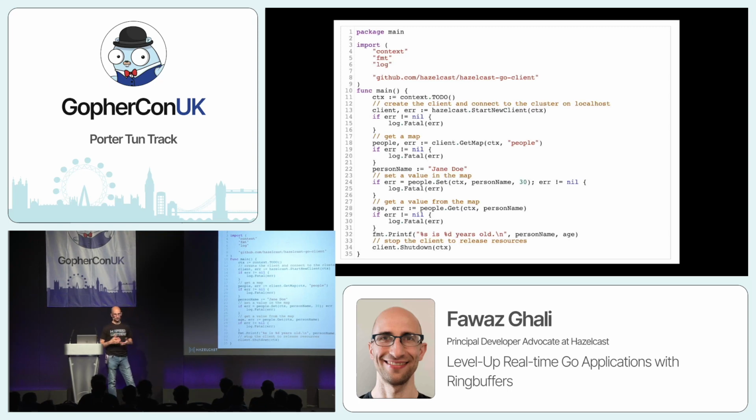Now, if you have, for example, a map, you can store it as a key-value pair. So this is just simple terms. I will explain what a ring buffer is again after this. I just want you to understand how you can connect your Go application to Hazelcast and be able to use the stream processing capabilities and run it in real time.